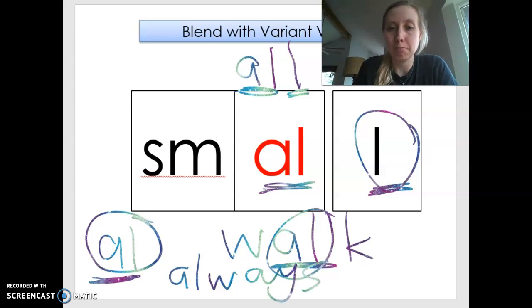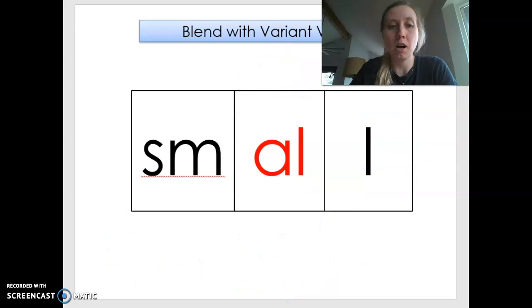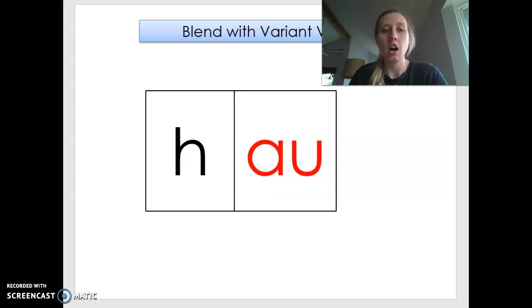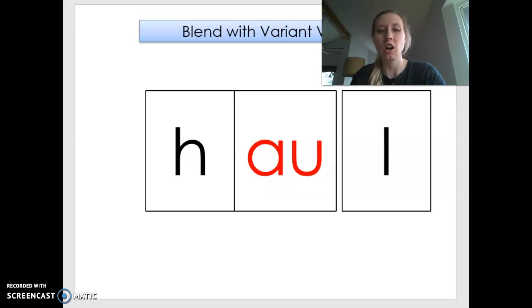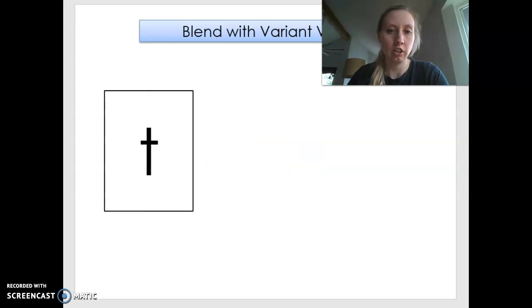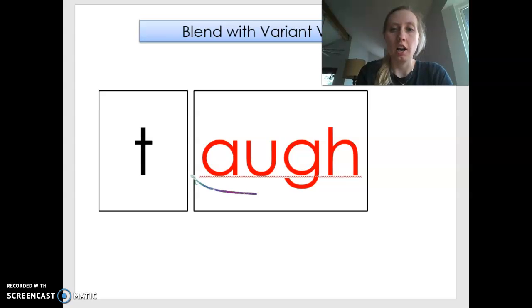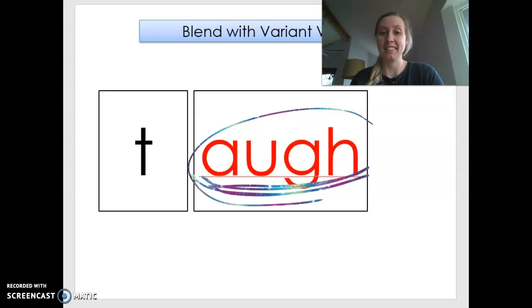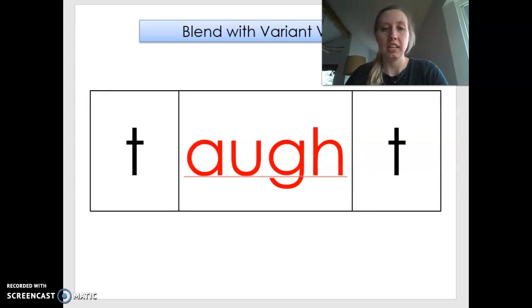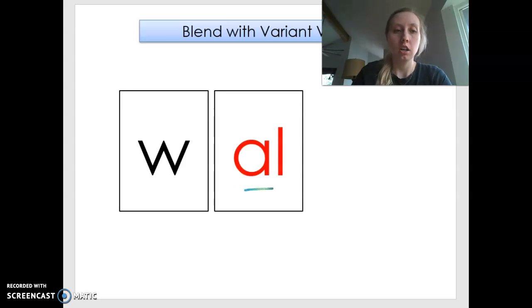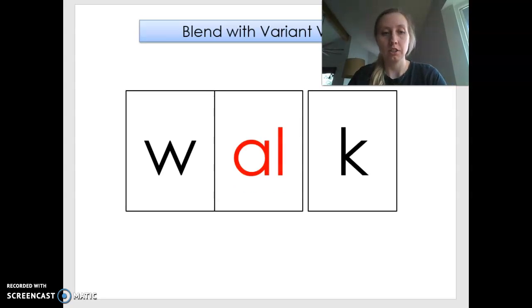Okay, let's blend it. All. Put it together. Small. Next. This is ah. Put it together. Haul. So if you're hauling something, you're taking it from one place to another. Okay, next. Blend. Now this looks really long, but it all says ah. That's all it says. So put it together. Taught. Walk. What's the word? Walk.